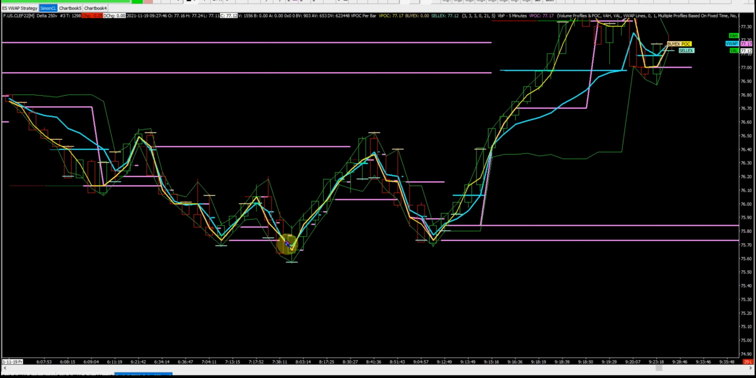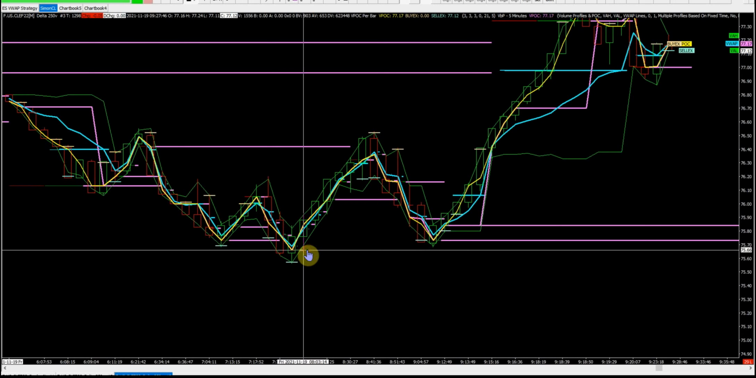So take the short. Anywhere down here is your targets. You look on the left-hand side for your targets. And then here's your entry for the long. There it is right there, on the right-hand side of that bar.